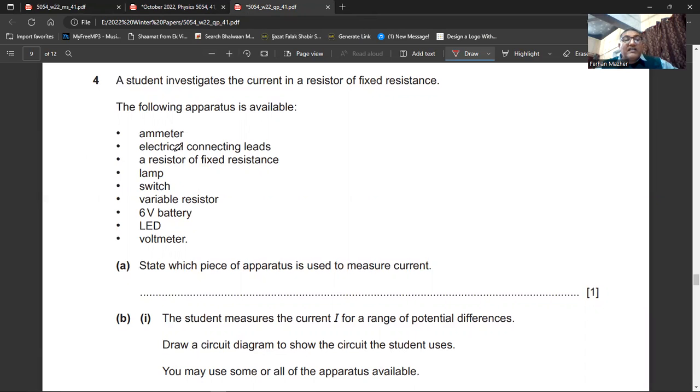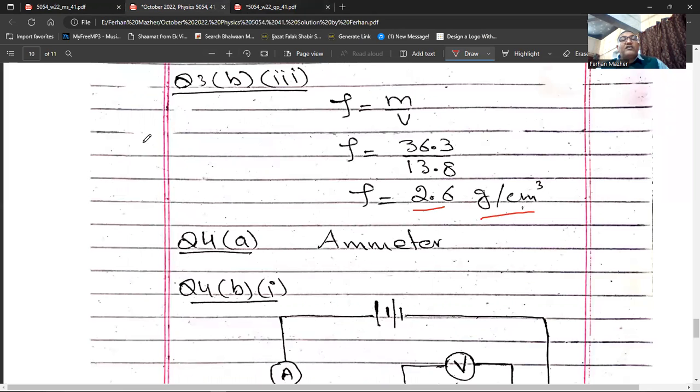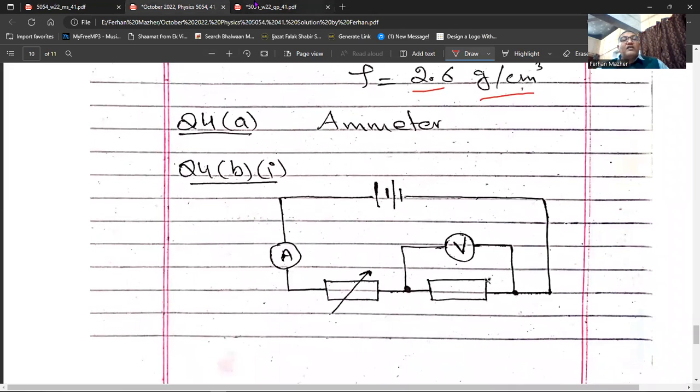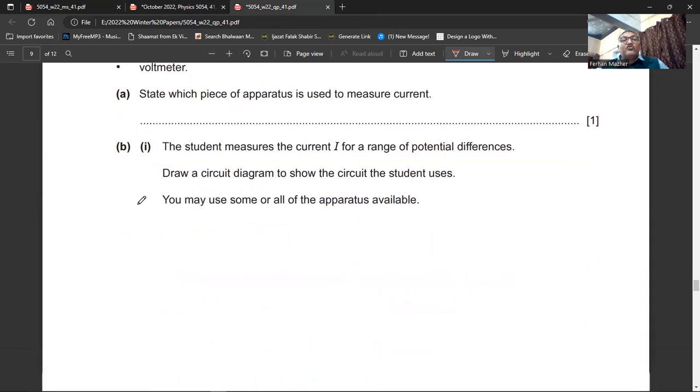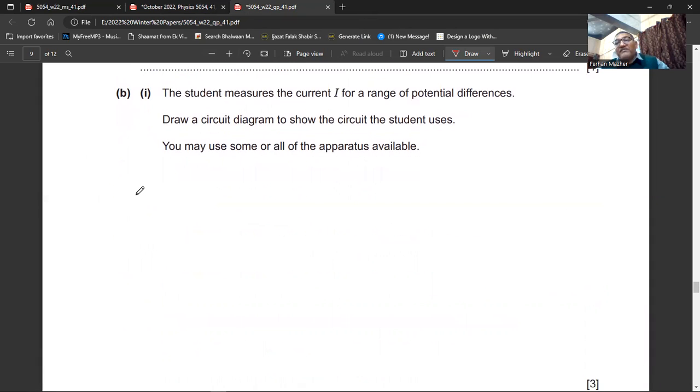For measuring the current, we use an ammeter, and an ammeter is always connected in series. Okay, and here we write ammeter. The answer is ammeter. Okay, then they say the student, that's question number 4B, first part.